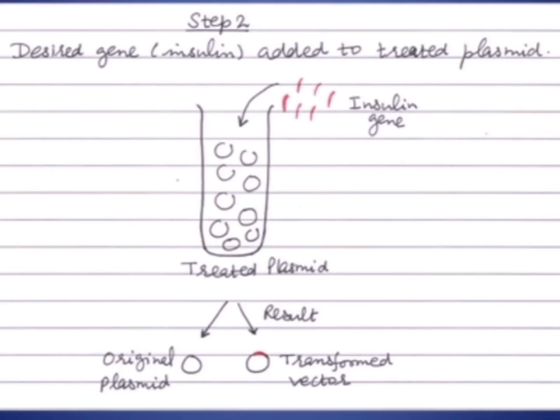So here we can get two types of plasmid. The first plasmid has the gene of interest, you can see the small red colored portion, that is the transformed plasmid or transformed vector with alien DNA. And the original plasmid has closed up without taking the insulin gene or gene of interest. So that is the original plasmid. So I can say that this is the non-transformed plasmid, and the plasmid with alien DNA is the transformed plasmid. So we now have transformed and non-transformed.